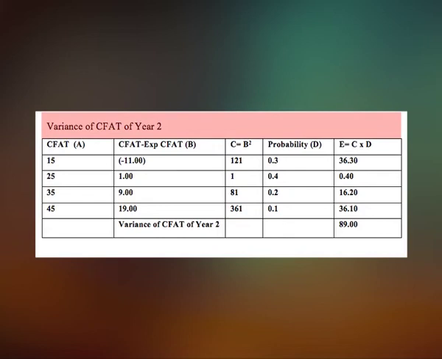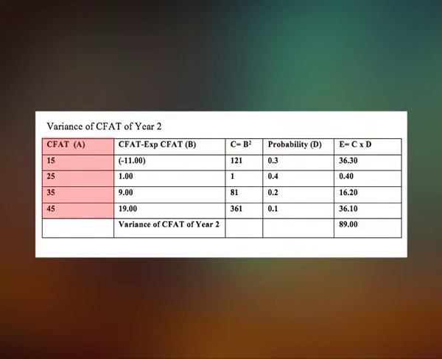Next is variance of cash flow after tax of year 2. Same way we are given 5 columns. The first column A represents CFAT, column B represents CFAT minus expected cash flow after tax. Then third column C is equal to B square, then the fourth one is probability, and the fifth column E is equal to C multiplied by D.